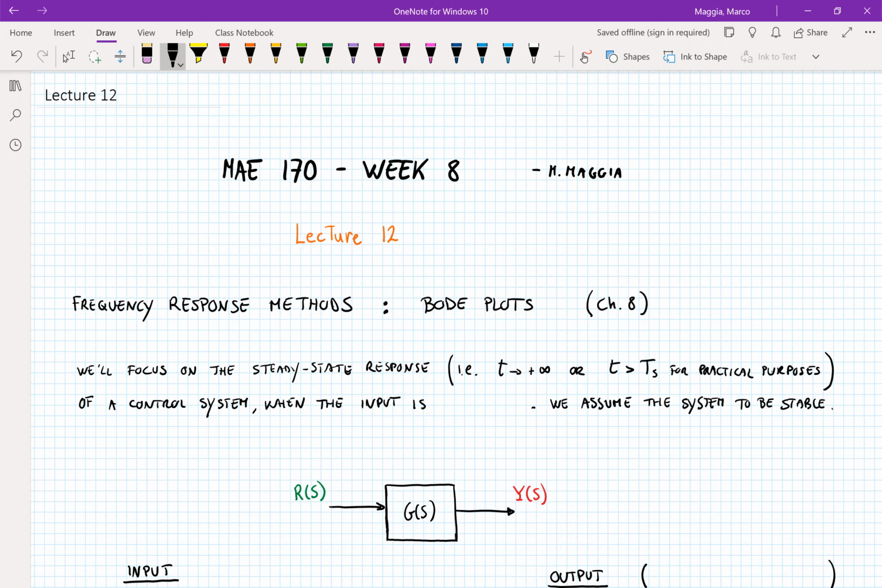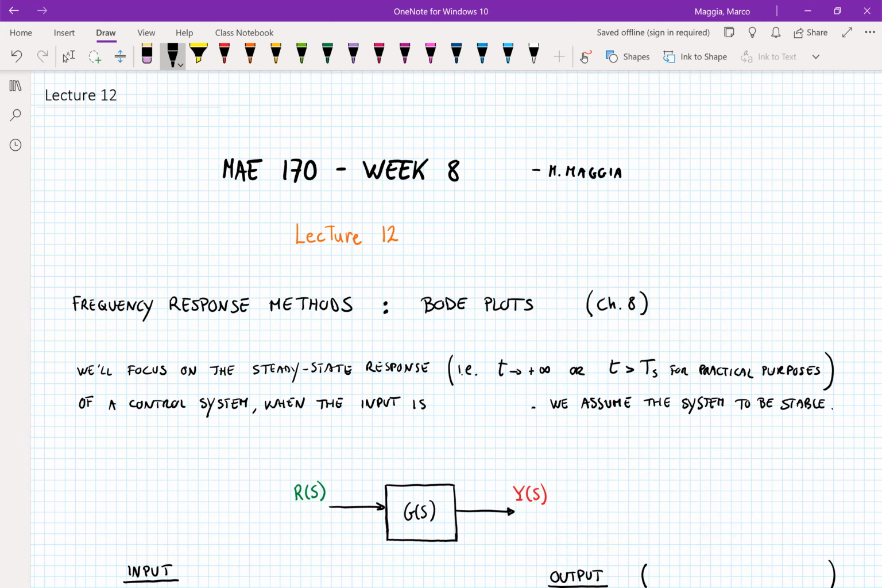So today we're going to talk about frequency response methods, and in particular, we're going to develop a way of drawing Bode plots. I'm sure you're already familiar with Bode plots. You've probably used them, but perhaps you don't know why we use them or what they actually represent. So we're going to do that in detail today.